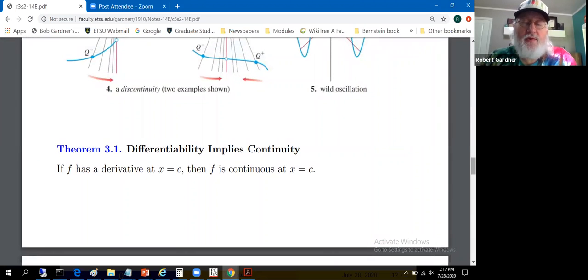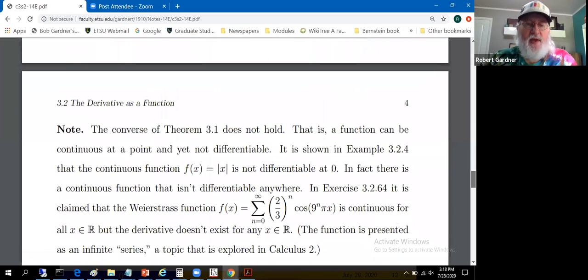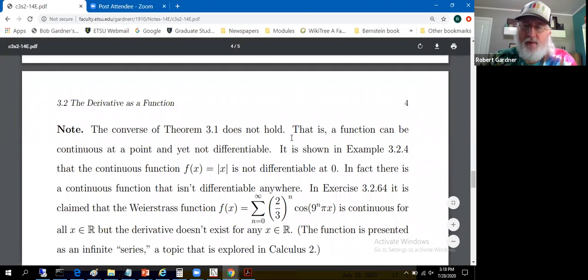This is an extremely important theoretical result. It says differentiability implies continuity. If f has a derivative at x equals c, then f is continuous at x equals c. So differentiable at a point implies continuity at a point. Let's go through the proof of that. Maybe make a quick observation that the converse of this doesn't hold.